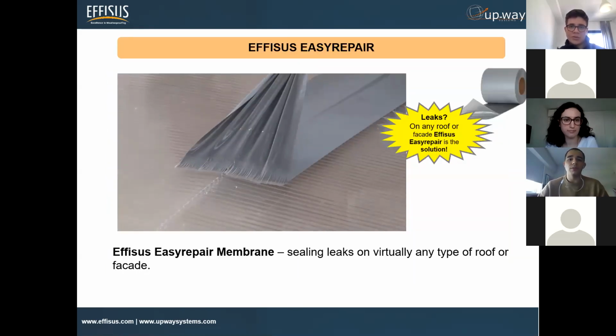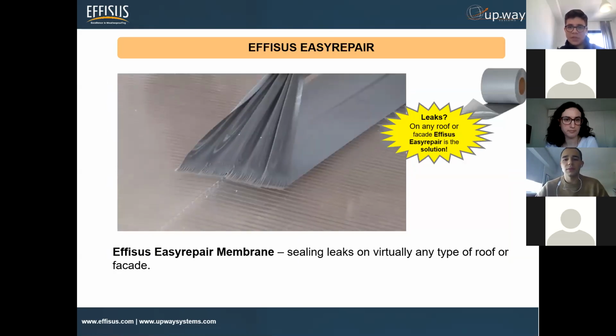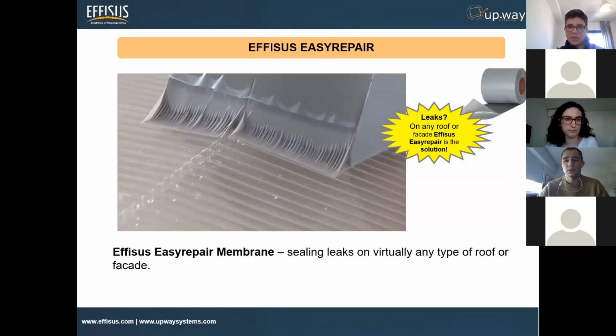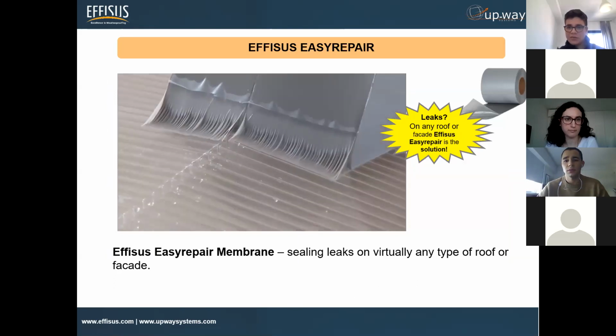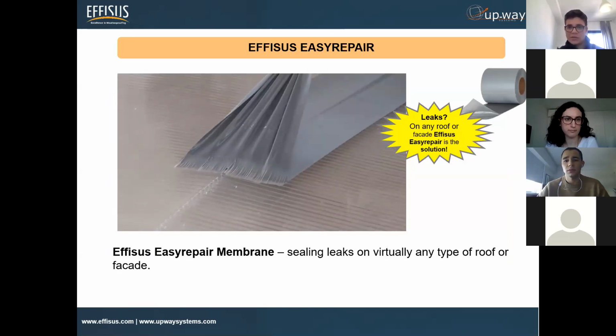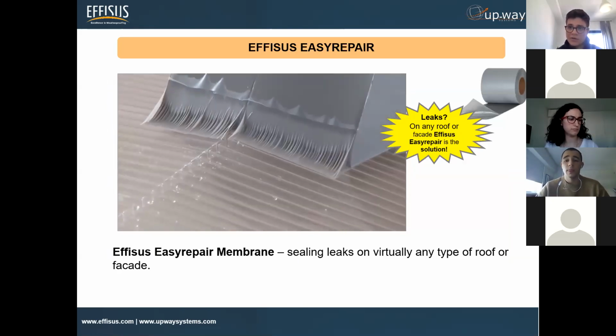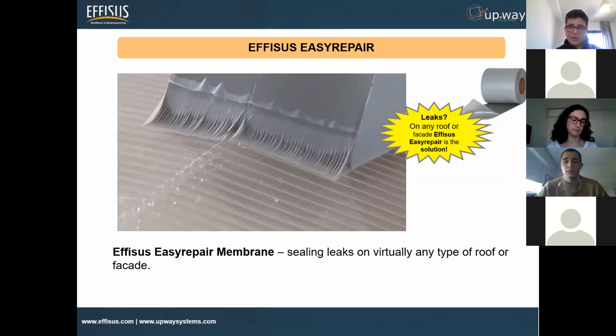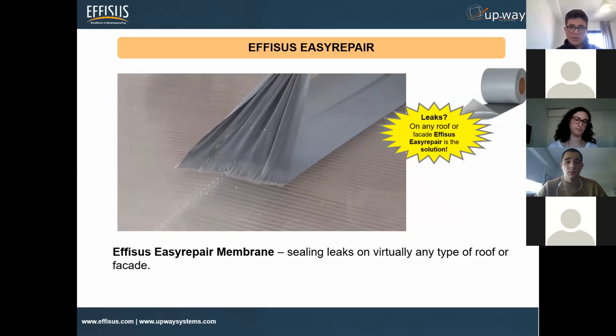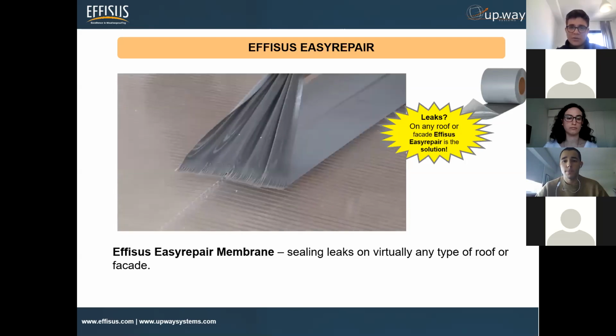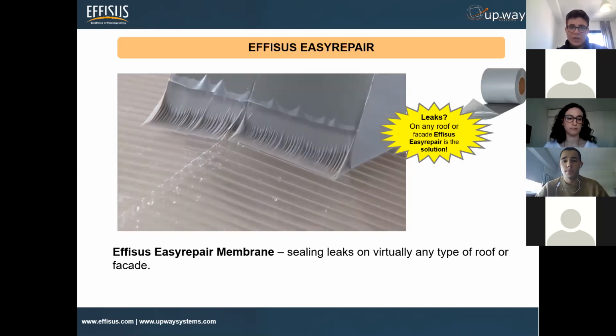So this is the solution. We call it Effisus Easy Heat Pad. So Easy Heat Pad is a membrane. It's used for sealing leaks in virtually any type of roof and facade connections. In this case, you see how strong the connection is. In this illustration, you see a polycarbonate, which is also a very difficult material to adhere. In comparison with glass, they're pretty much the same in that they're really hard to adhere. And we also have a lot of testing with this type of materials.